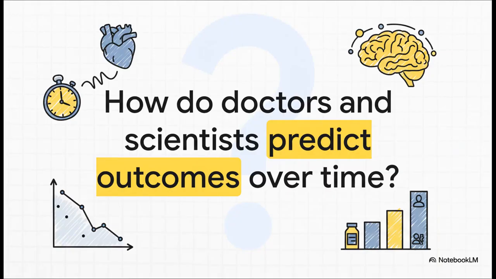So let's start with a really fundamental question. When a patient has a serious illness, how do doctors get beyond just a simple prognosis? How do they really dig in and understand the risks over days, weeks, or even years? How do they predict that timeline?